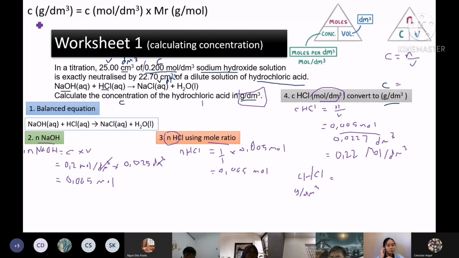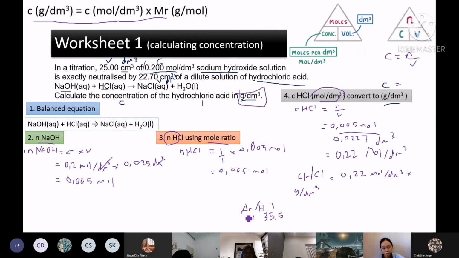Miss, 0.22 multiplied by the MR, the molar mass. Don't forget to write the unit, Alexander. Okay, miss, I won't forget. What is the MR of HCl? The AR of H is 1. The AR of Cl is 35.5. So what is its MR? 36.5, miss. Right, because we add them.